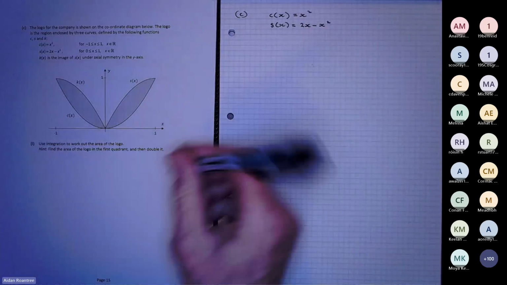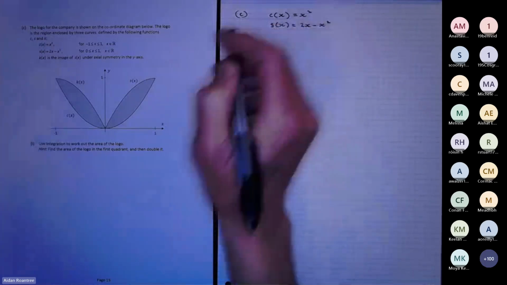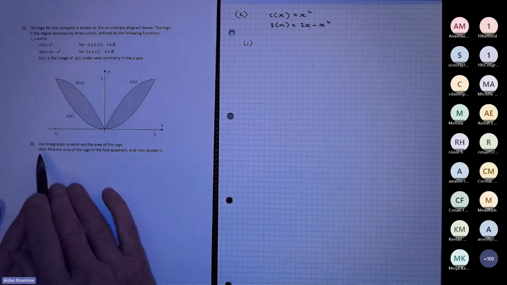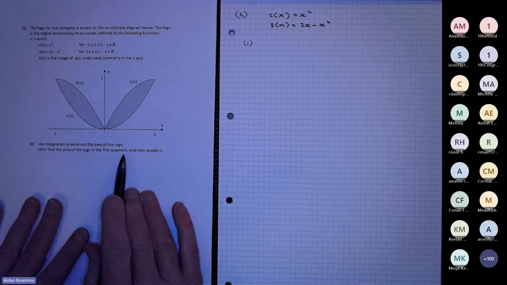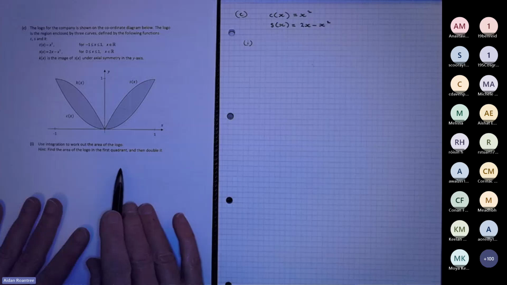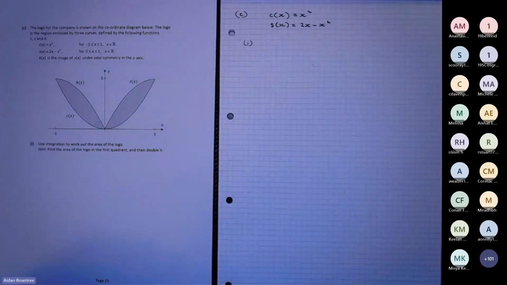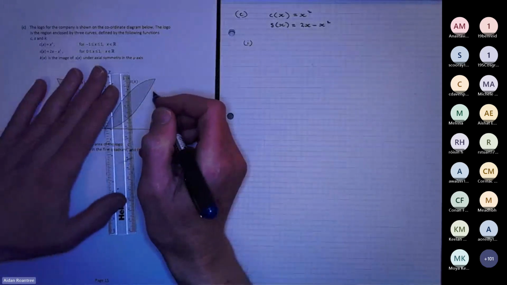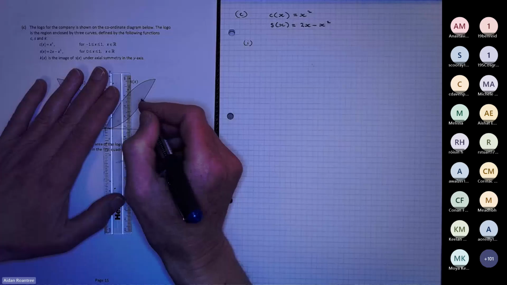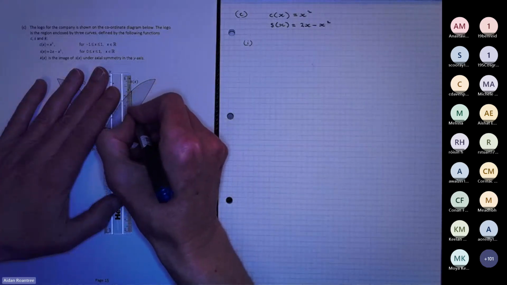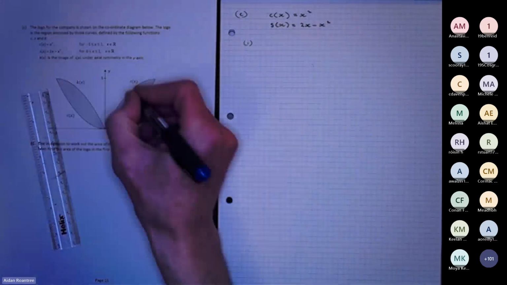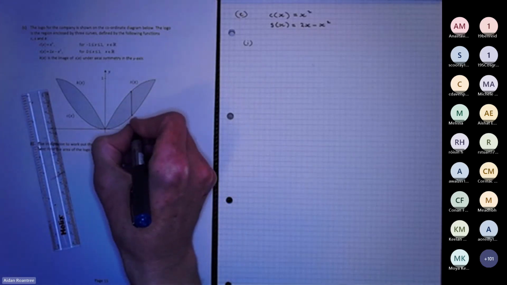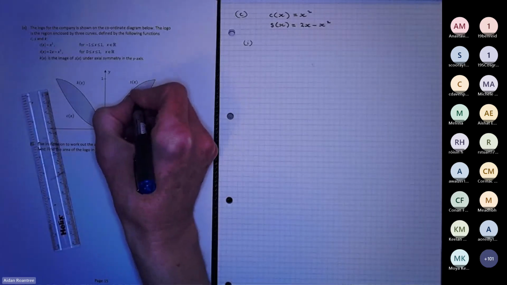Then in part C, part 1, they asked you to work out the area of the logo. They're very kind here, and they say, find the area of the logo in the first quadrant, which is this one, and then double it. This is an idea that's becoming more and more prevalent in recent years in Leaving Cert, to find the area between two curves. We can use what's known as the vertical strip method, and that is to imagine a vertical line going from the lower end to the upper end. The lower end we call y1, and the upper end we call y2.